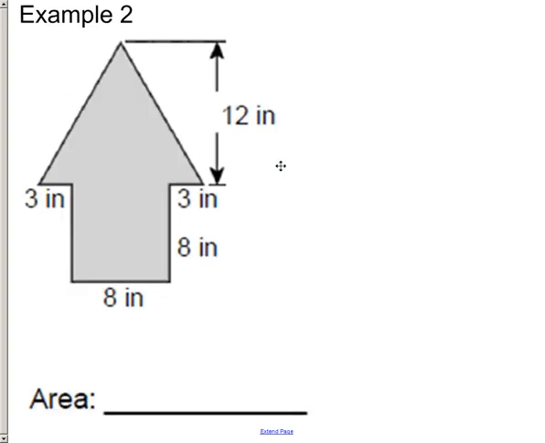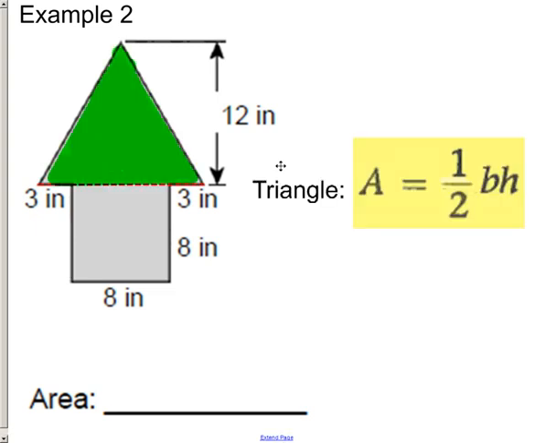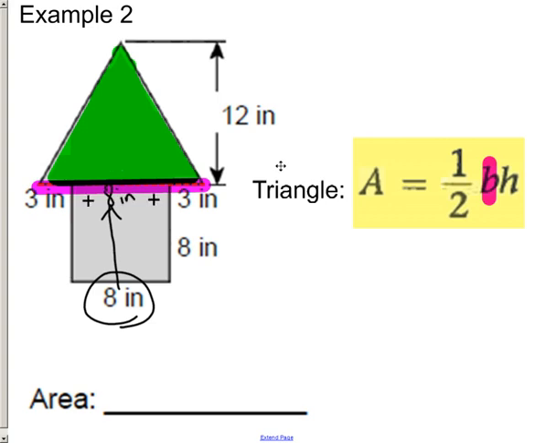Example 2 is very similar. We see the shape. We try to break it down into smaller shapes. The first one, the green one there, is in a triangle form. So the base, we've got to work on it a little bit. Let's figure out what the base is. Well, there's the base. How long is it from the left side to the right side? Well, if you notice, this 8 inches is what's missing in the middle, so we could put that up there and add those all the way across. 3 plus 8 plus 3 would be 14 inches.